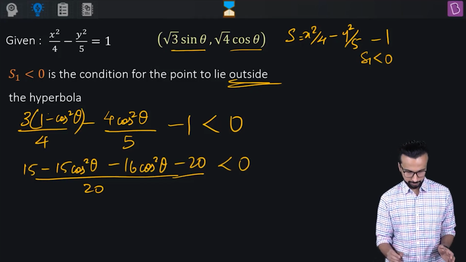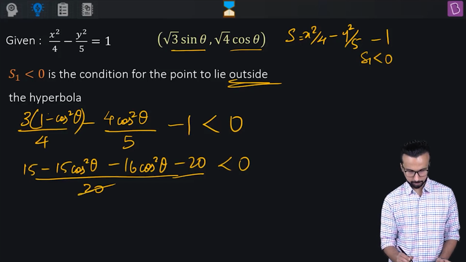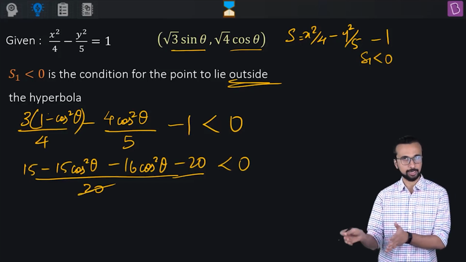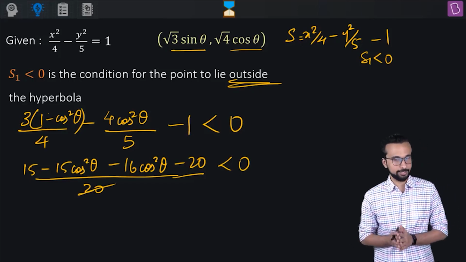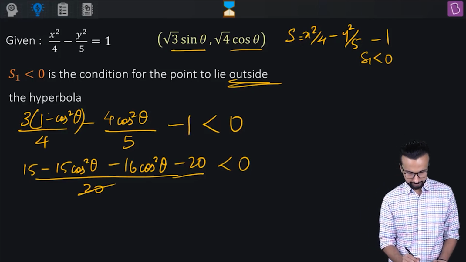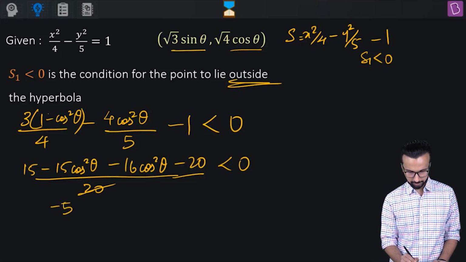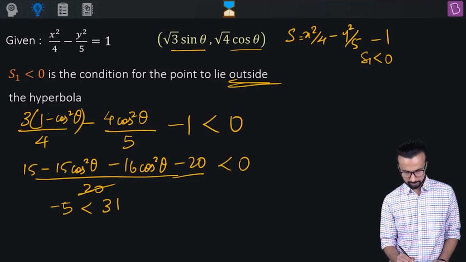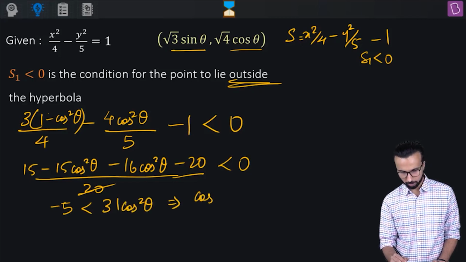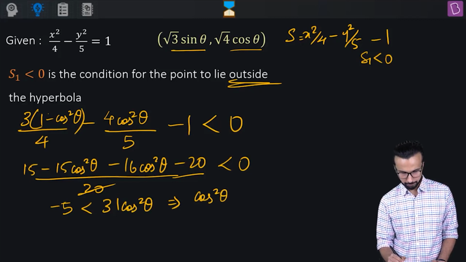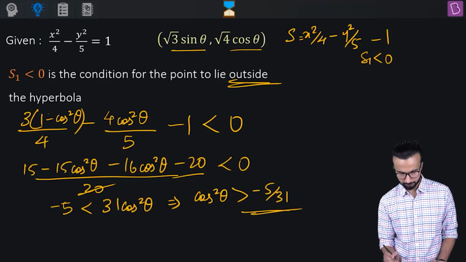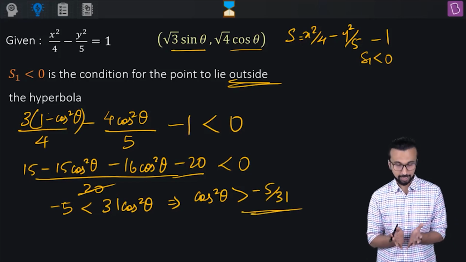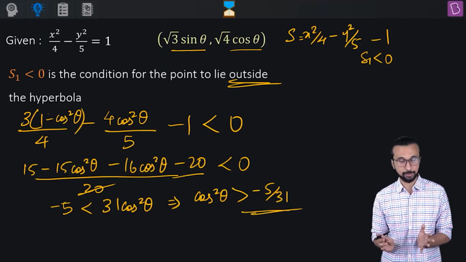So from here, I can write this as, the 20 goes off into the RHS when I multiply the whole thing by 20. And then I get minus 5 less than 31 cos square theta. And from here, I can say that cos square theta will be greater than minus 5 by 31, right? So we have cos square theta greater than minus 5 by 31.